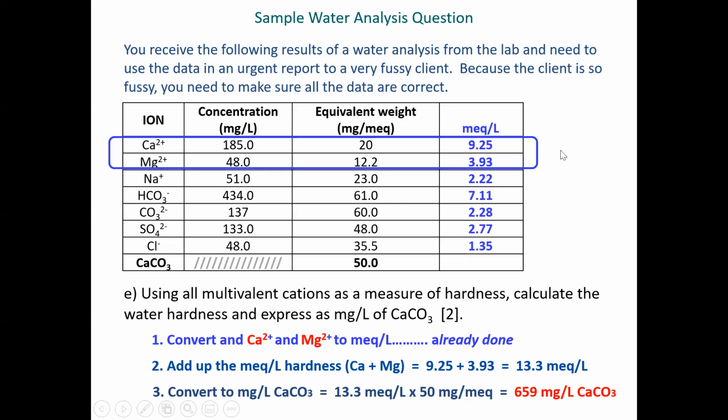And then the third step is we convert that value. So this is the amount of hardness, and we want to convert that to milligrams per liter calcium carbonate. And so we just multiply that by the equivalent weight of calcium carbonate, which is given here. That's why it's on the table. And the value is 50. You multiply that by 13.3, and this is the answer you get. So that's actually really hard water.